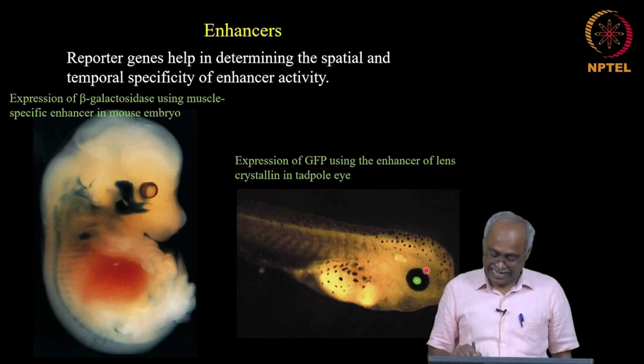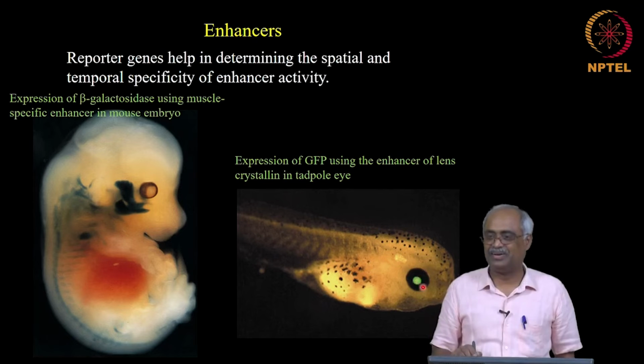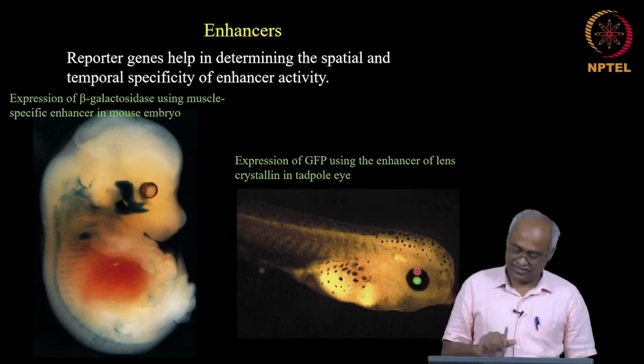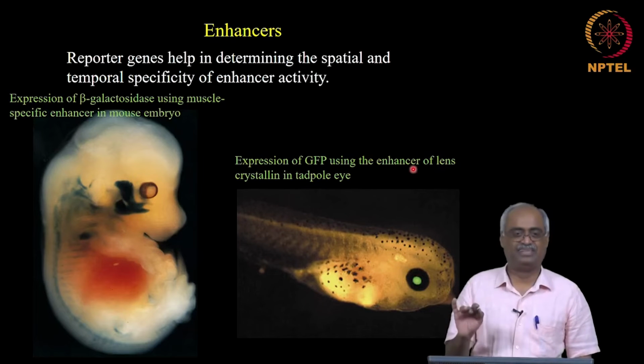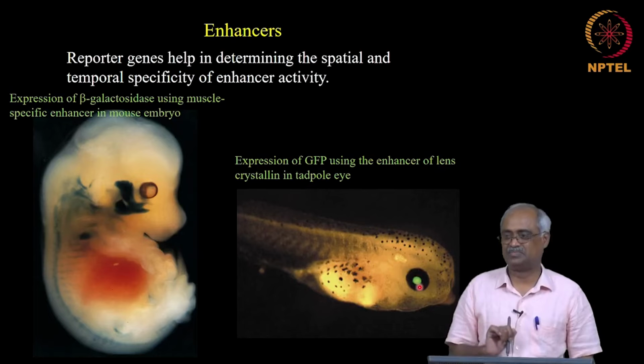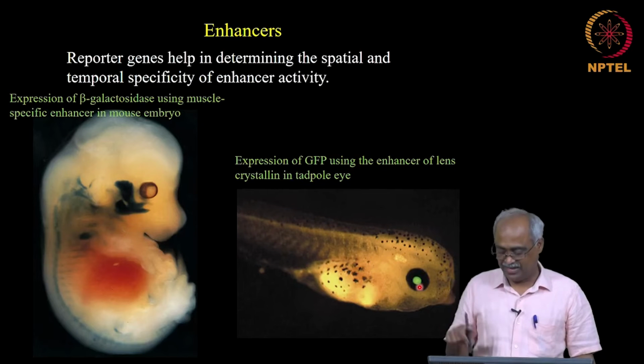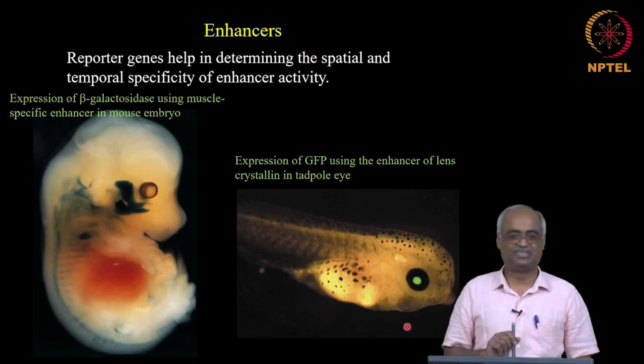So, you see it is only in the lens, not even in the rest of the eye. Because you do not want crystallin expressed elsewhere, you want it only in the lens. So, now you are getting an idea of what is differential gene expression, right.